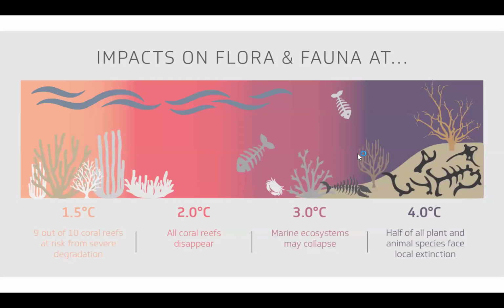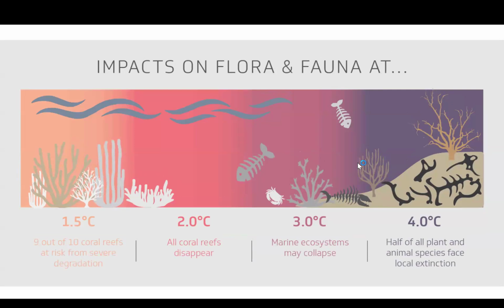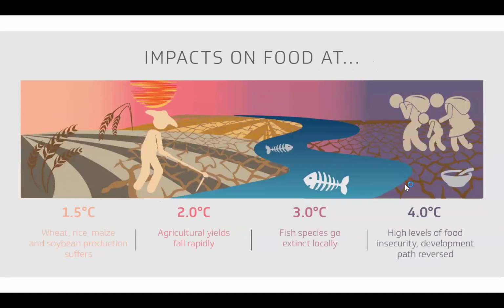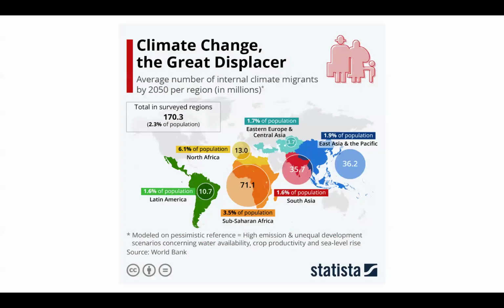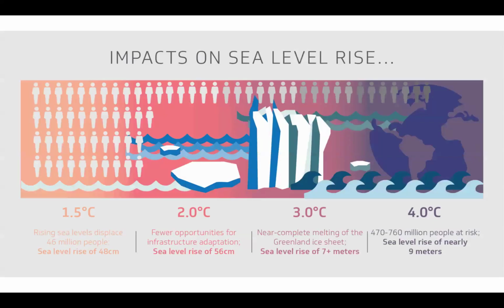You're going to see complete collapse of marine ecosystems. We will no longer have coral reefs. You're going to see fish species go extinct locally. You're going to see a lot of food insecurity. This is not something that is just going to affect birds and trees and animals, but because of its impact on food production, it's going to lead to mass migration. We're looking at potentially 170 million people being displaced, climate refugees across the world. Again, this is very, very serious stuff.